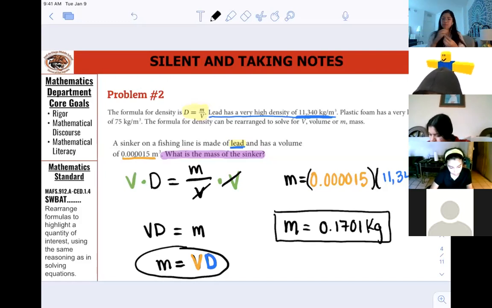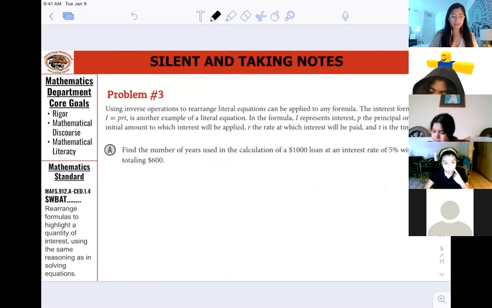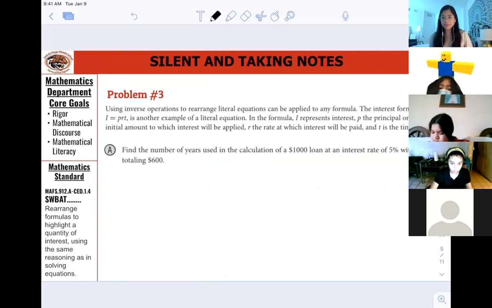All right, let's do another one. We're going to do another very similar one. Would anyone like to read this one? It doesn't have as many confusing letters or numbers. I'll read it. All right, go ahead, Amani.